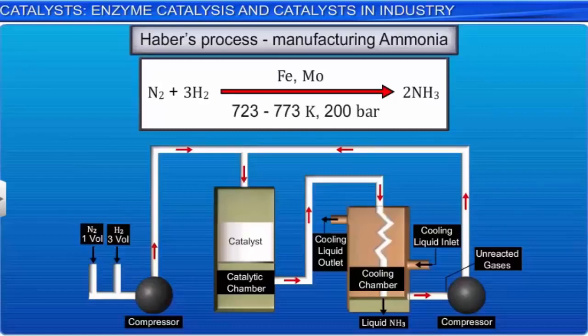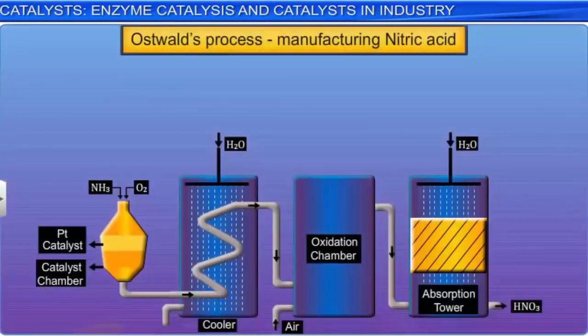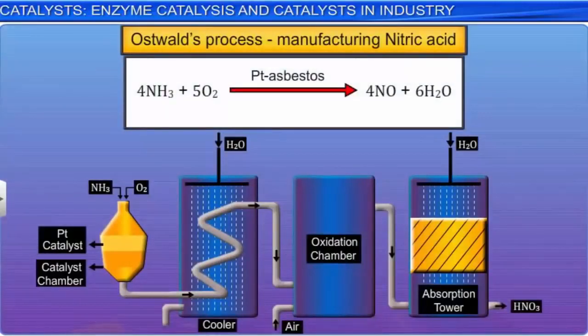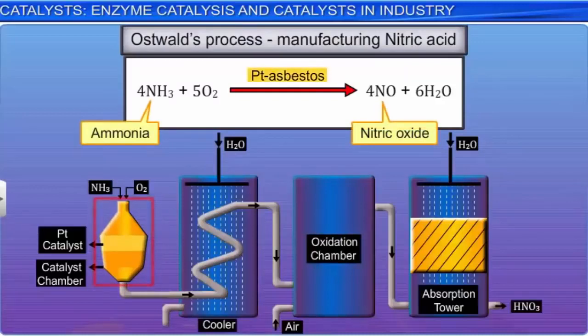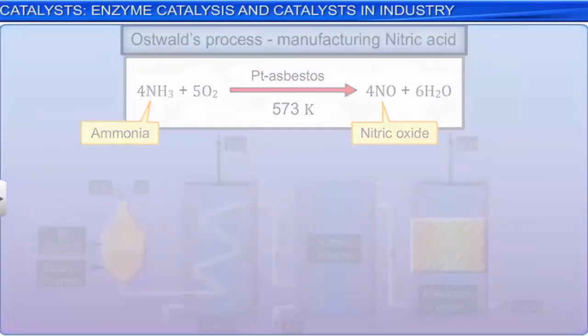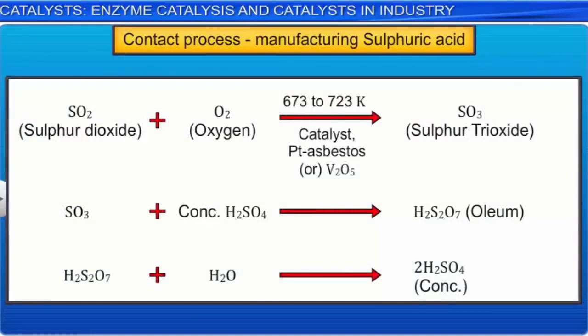In the manufacture of nitric acid by Ostwald's process, ammonia is converted into nitric oxide in the presence of platinum asbestos as a catalyst at a temperature of 573 Kelvin. In the contact process for the manufacture of sulfuric acid, platinized asbestos or vanadium pentoxide is used as a catalyst for the oxidation of sulfur dioxide to sulfur trioxide at a temperature of 673 to 723 Kelvin.